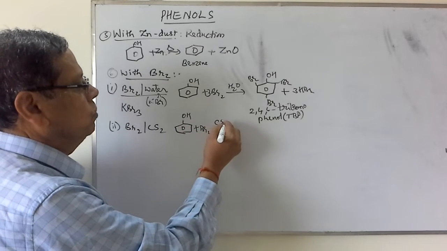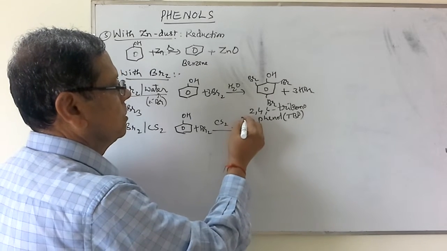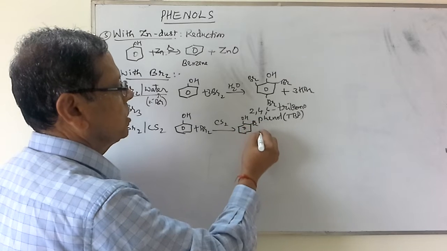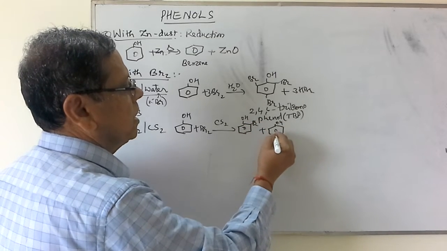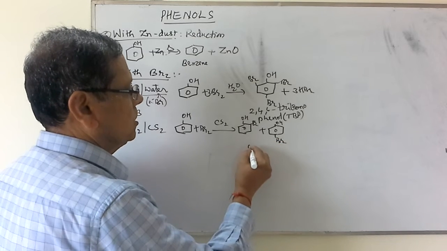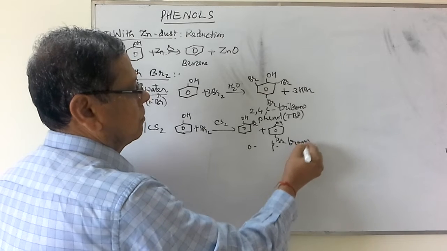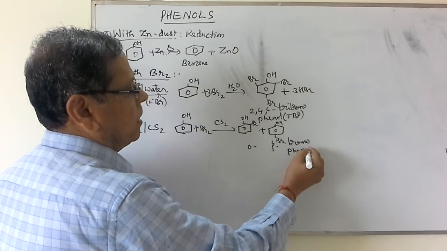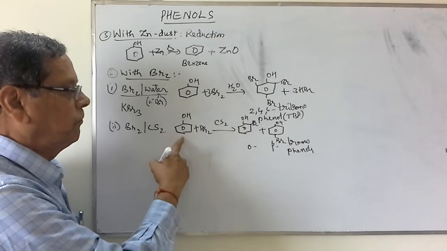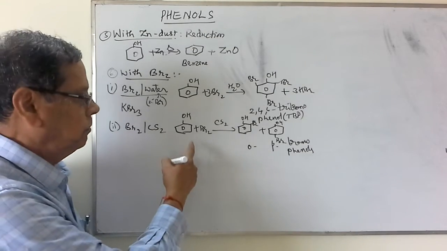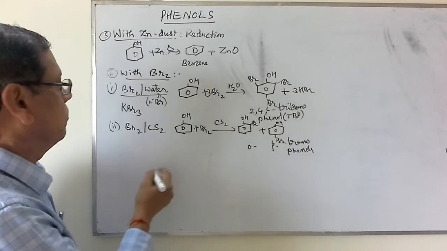Bromine in CS2 will give a mixture of 2 products: OH and Br in the ortho position, plus OH and Br in the para position. So these are ortho and para bromophenols. Along with these, 2 molecules of HBr will be eliminated when we take 2 phenol and 4 bromine molecules. So this is with bromine water.